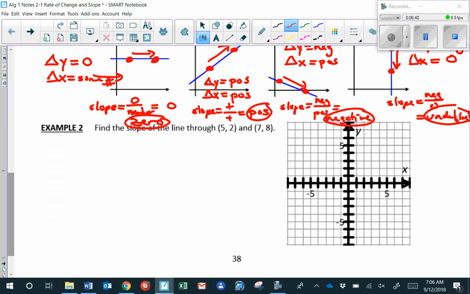All right, so I want to find the slope of the line through the point (5, 2) and the point (7, 8). So I'm going to graph those points really quickly. Over 5 and up 2, and over 7 and up 8.